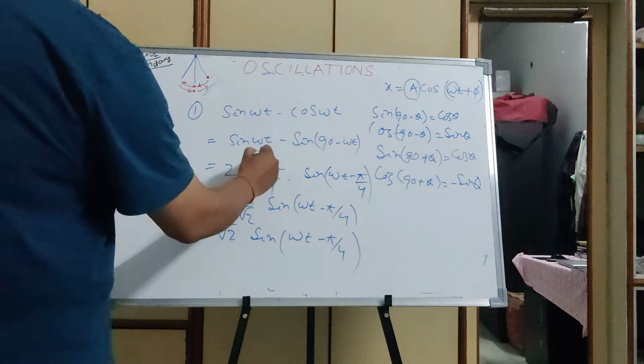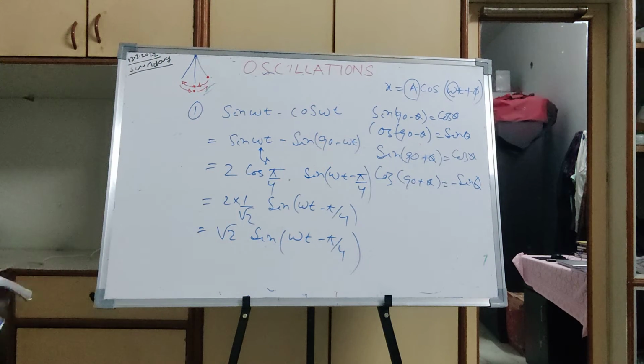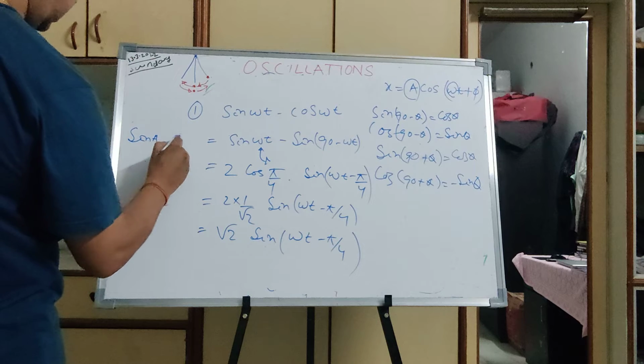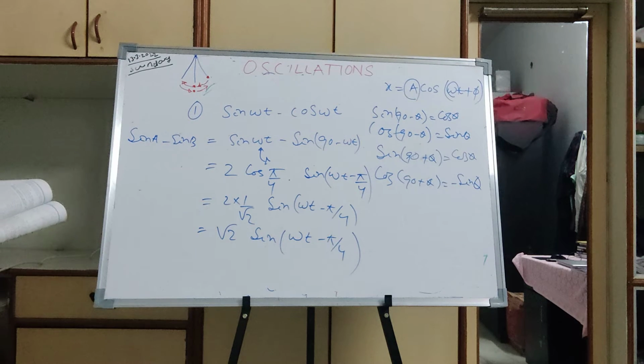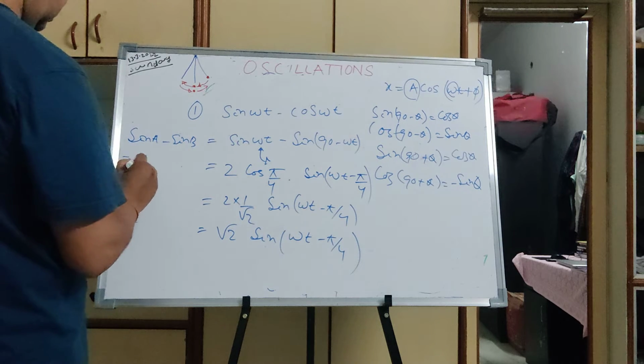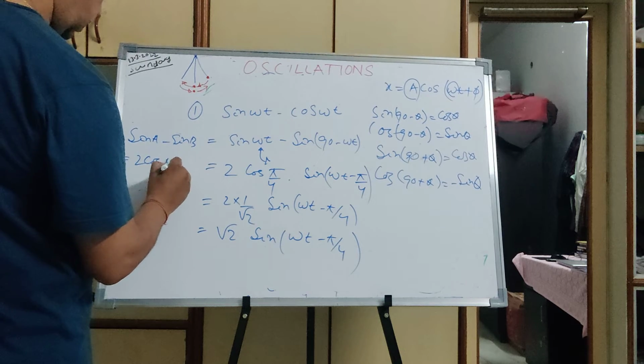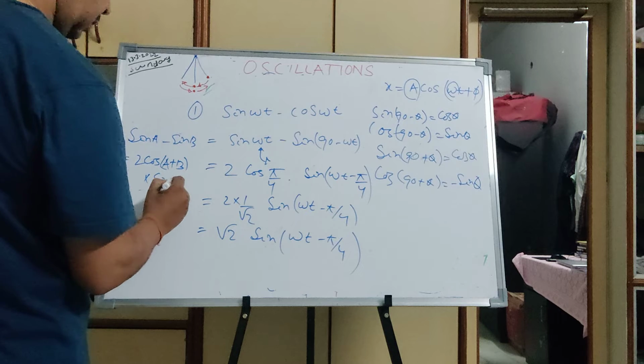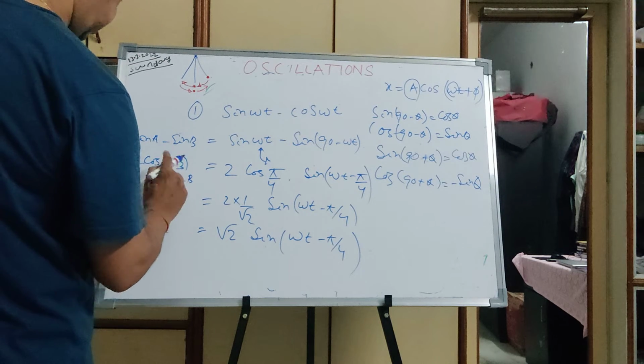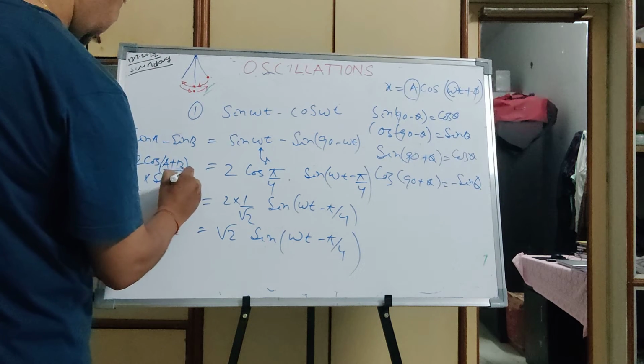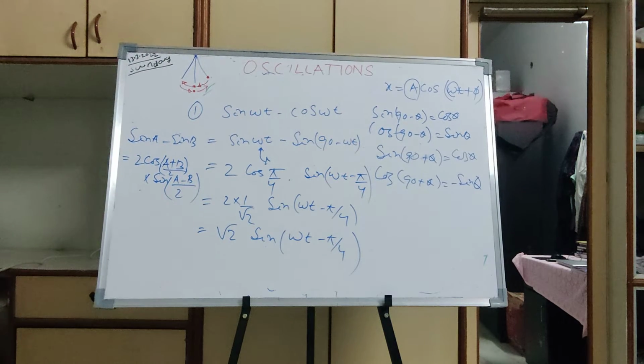Now you will have the question of how we came from here to here. This formula is nothing but what you might have studied in trigonometry, the sin A minus sin B formula. Just read out what you have written. Sin A minus sin B is 2 cos((A plus B) by 2) into sin((A minus B) by 2). If you remember this formula, then you can do it.